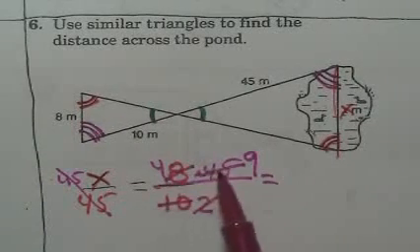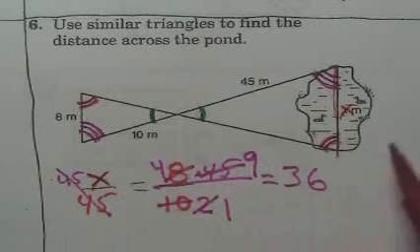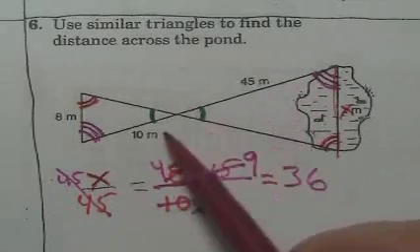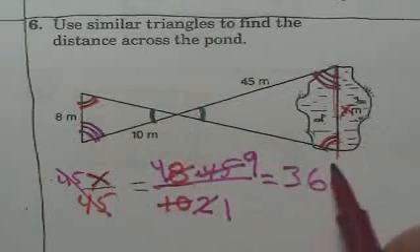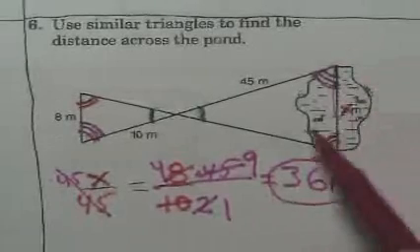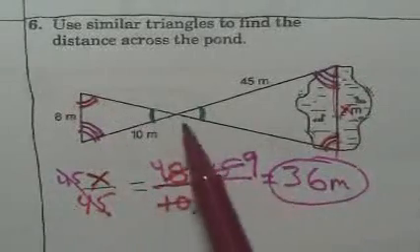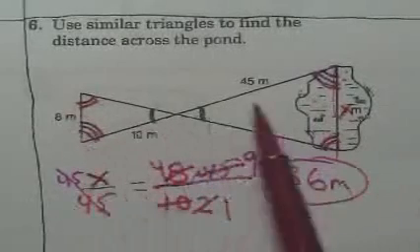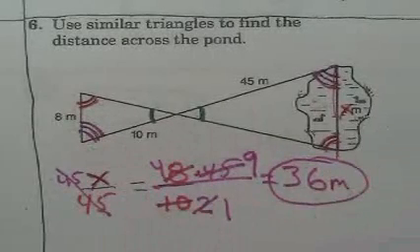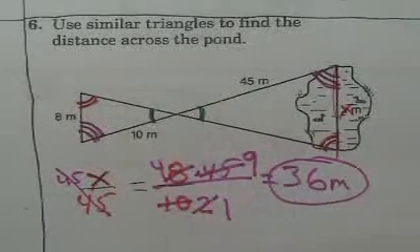So now I have 4 times 9, 36. And the units I have are meters. So it's 36 meters across that pond. And we did that just by using triangles. And this is how, before GPS, surveyors would figure out distance. They would use 2 similar triangles.